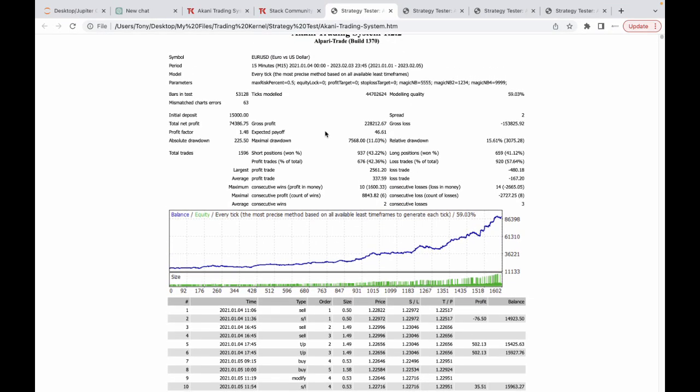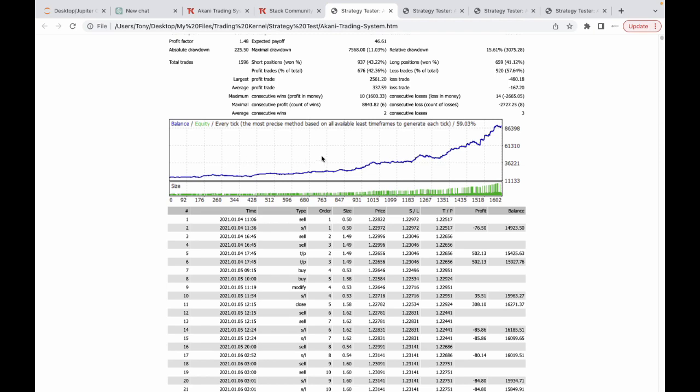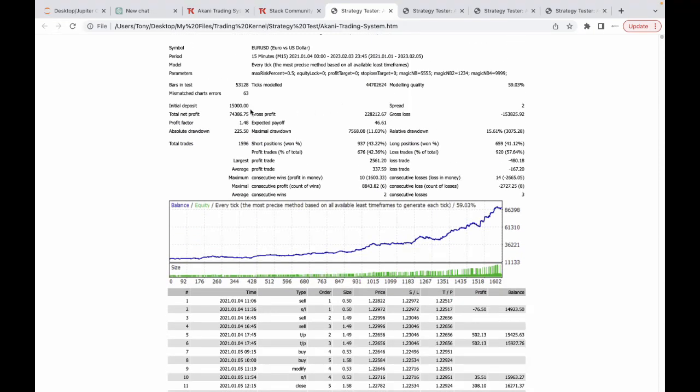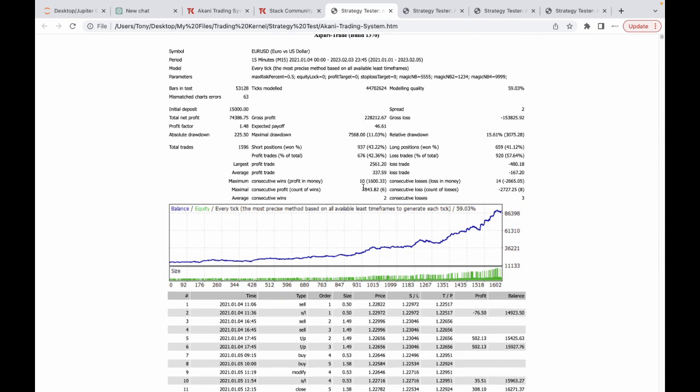Looking at this strategy here, the graph looks all smooth. As you can see, we made about 400% profit. So here's the thing: when you look at this strategy, you're going to think, oh my god, this strategy has no loss, it's just making money.